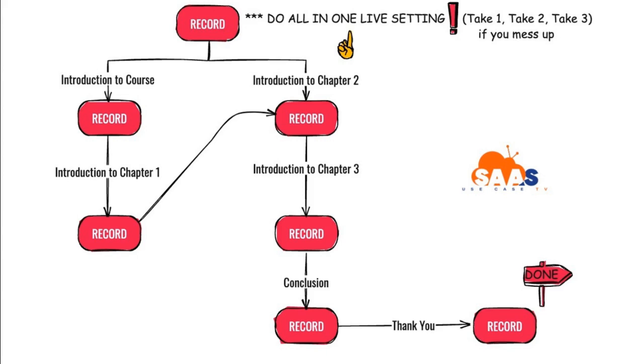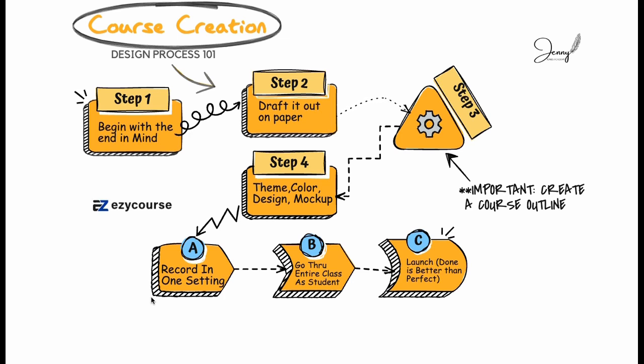So you essentially have done 7 videos at one setting. That will take you maybe 2 hours, and you're done. You've done everything you needed to do. Your course is complete. You've done 7 recordings.